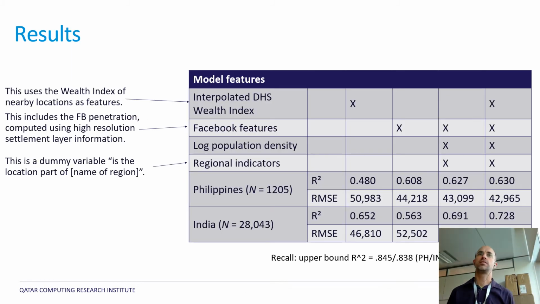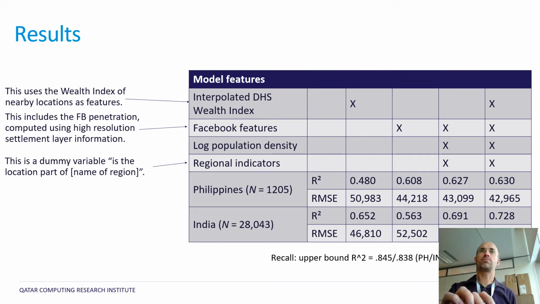Okay, so how well does this approach work? Here I'm showing results disaggregated by the feature types. First, in the first row, you have these interpolated DHS features that I mentioned, where you just look at nearby values to interpolate to the given location. This explains close to 50% of the spatial variation in the Philippines and about 65% of the spatial variation in India.